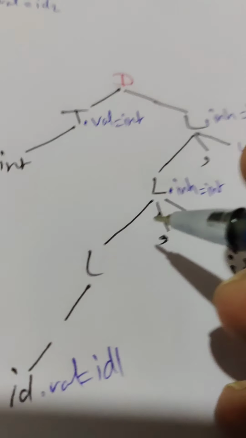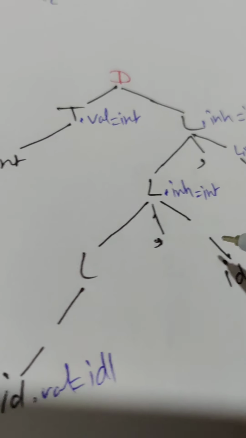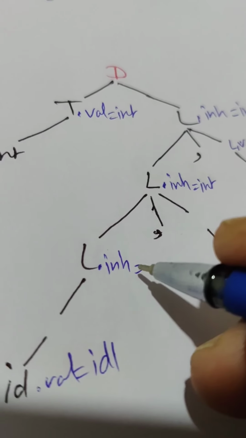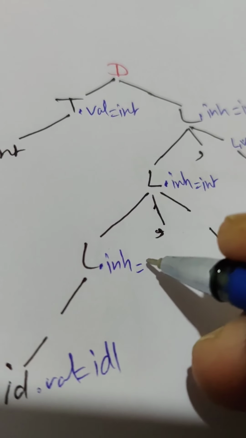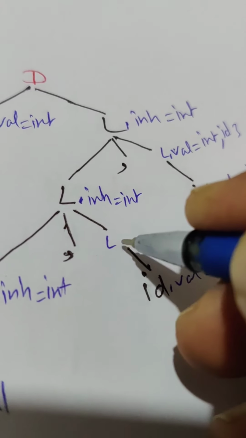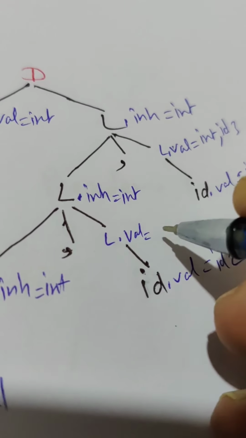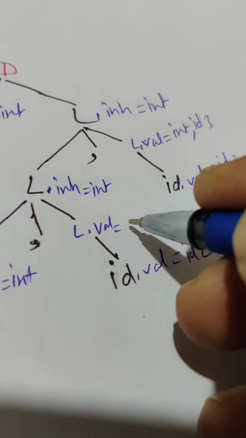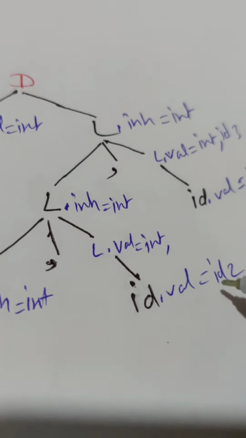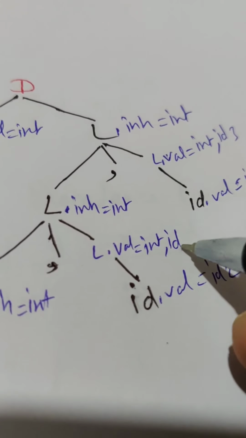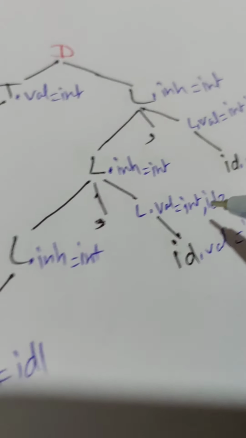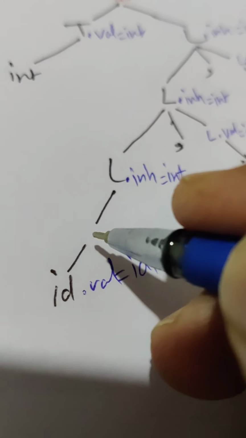Then after that, the same step: L goes to L comma ID. We have two actions here. This L1 dot inh equal to L dot inh, that's int, is inherited here from the parent node, and here we have to add one dummy node, that's L dot val equal to L1 dot inh, that's int, comma ID dot val. ID dot val here is ID2, so you get ID2. So the value of this ID2 data type is int here.